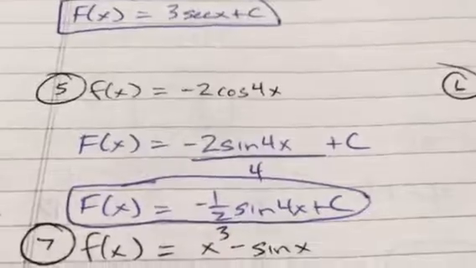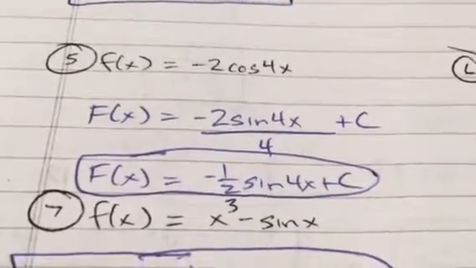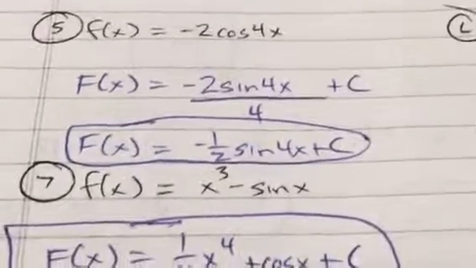Okay. The antiderivative of cosine is just sine, so that negative is going to stay there. I need to divide by 4. That's why I get the negative 1/2 sine 4x plus c.